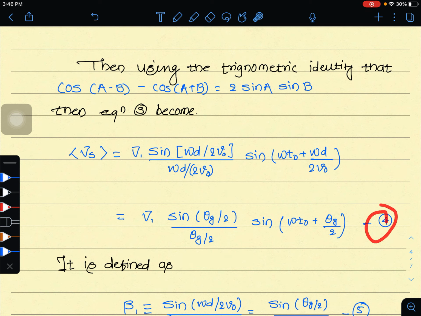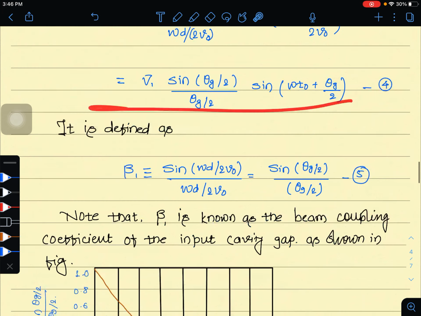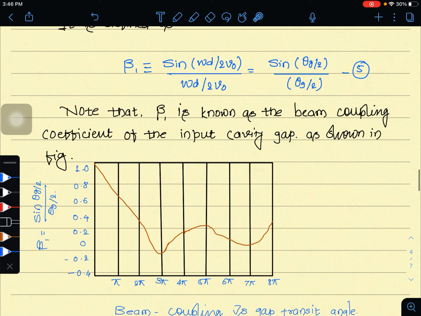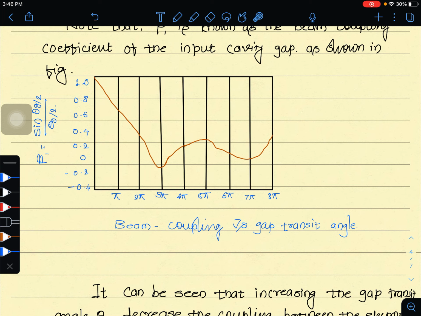Okay guys, this is equation number 4, and this whole factor is defined by beta 1, which is nothing but the sine of omega d by twice v0 divided by omega d by twice v0. We just write these equations like this. Look at these three factors, this is the same. So what is beta 1? Beta 1 is nothing but the beam coupling coefficient.